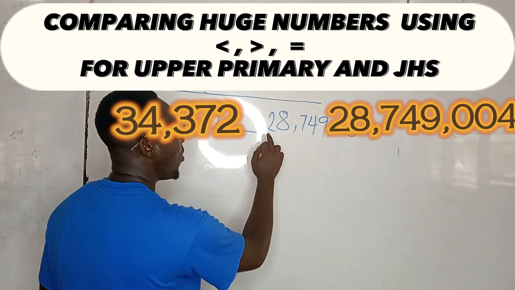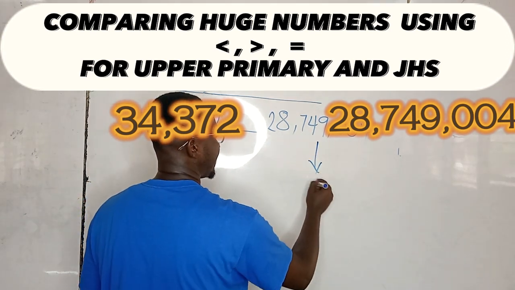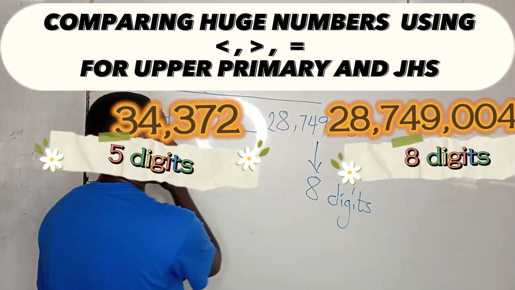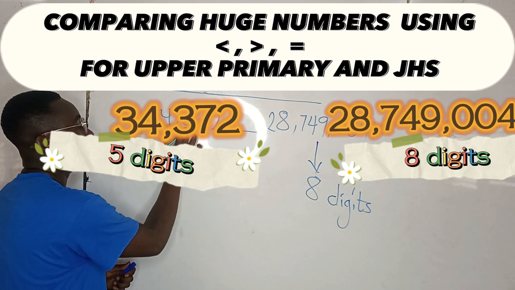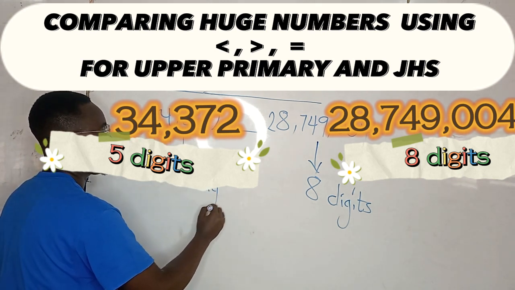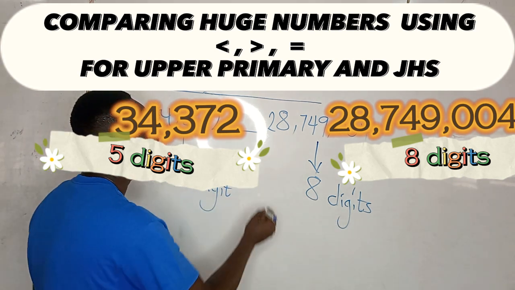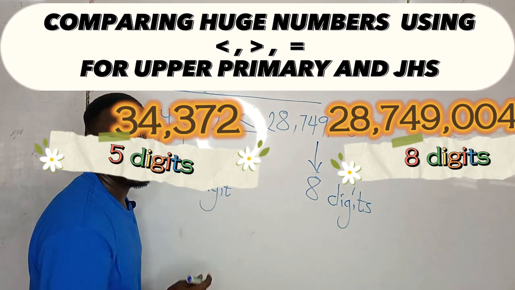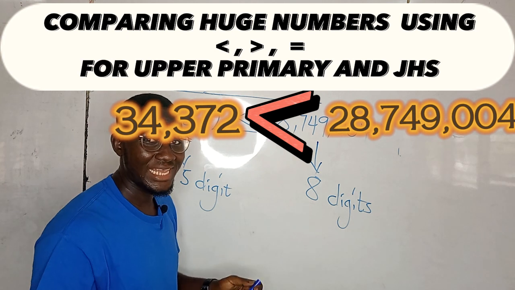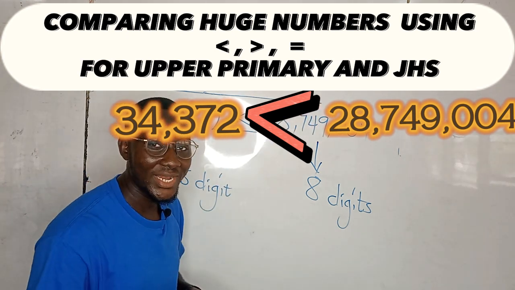Let's check it out. 1, 2, 3, 4, 5, 6, 7, 8. So we have 8 digits. Let's count the number of digits here. 1, 2, 3, 4, 5. So we have 5 digits. Automatically, 8-digit numbers are greater than 5-digit numbers. So you see, we are swallowing the big number. Swallow the big number and use the tail to kick the small number.